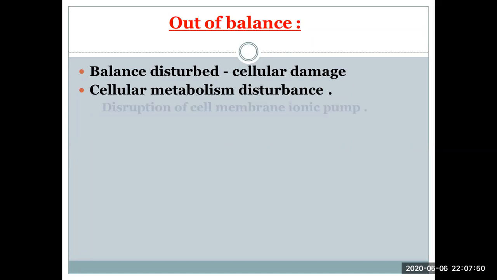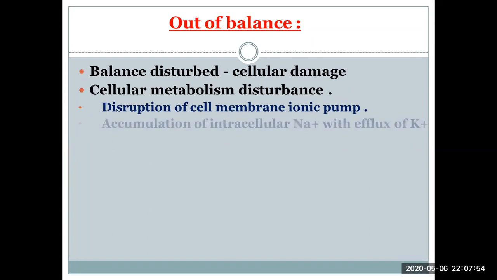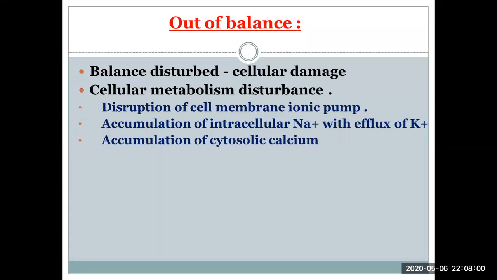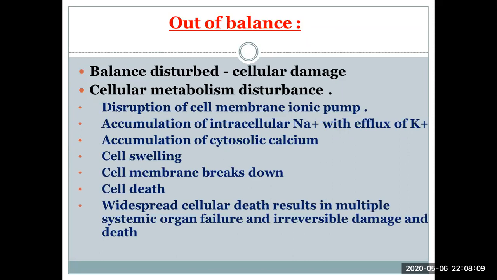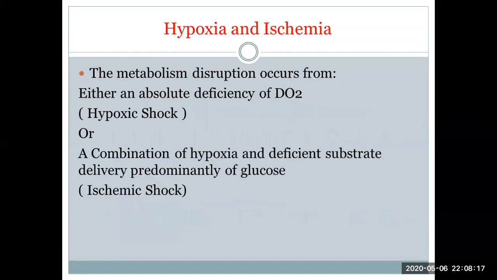Disturbance of cellular homeostasis will result in disturbance of the cell membrane ionic pump, accumulation of intracellular sodium with efflux of potassium, accumulation of cytosolic calcium, cell swelling, cell membrane breakdown, and cell death. Widespread cellular death will result in multiple organ dysfunction, irreversible damage and subsequent death to cells and organs, and subsequently death.